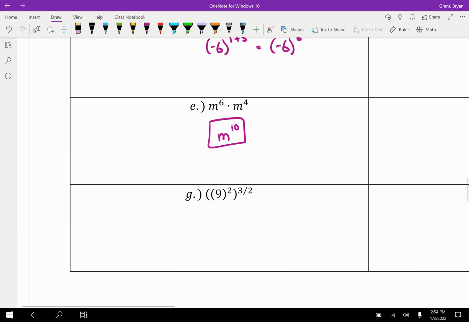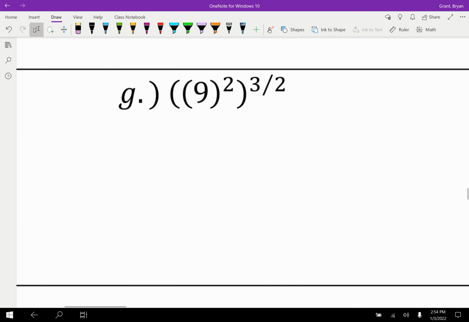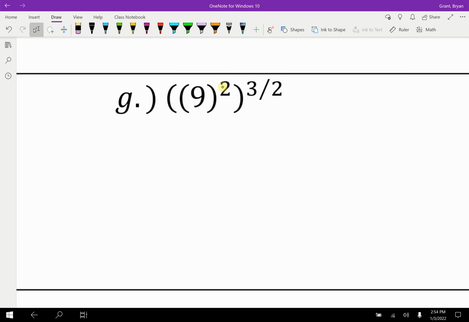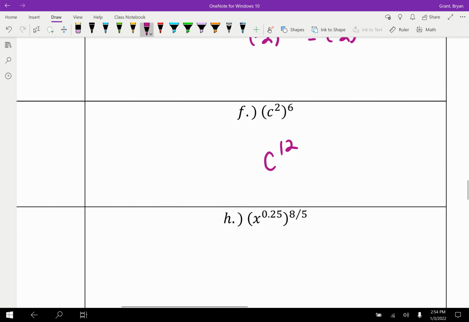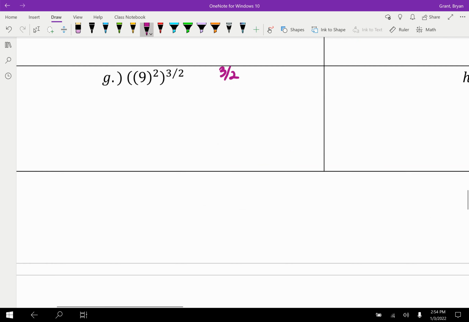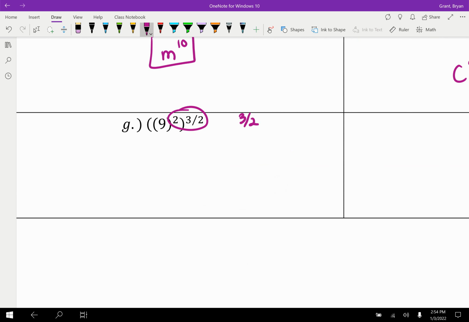So then we get to part G, and that threw a lot of my students off because they saw this 9 squared, and then they saw this 3 halves. This is the fraction 3 halves power, and they're like, oh my gosh, what do I do? Well, it's really no different than F. To get F, you just had to do 2 times 6, which got you 12. And so we just need to take our exponents and multiply them together.